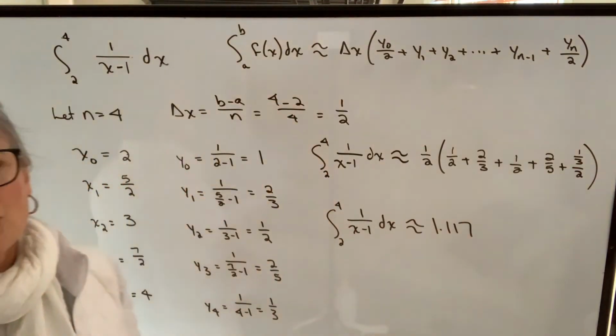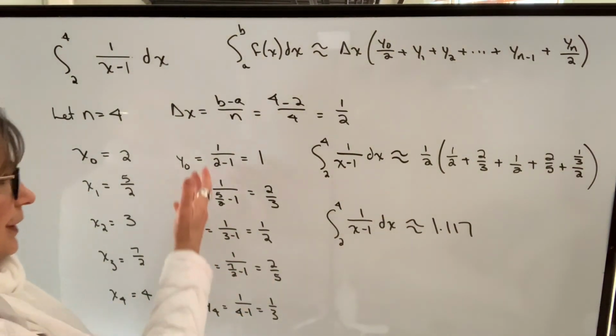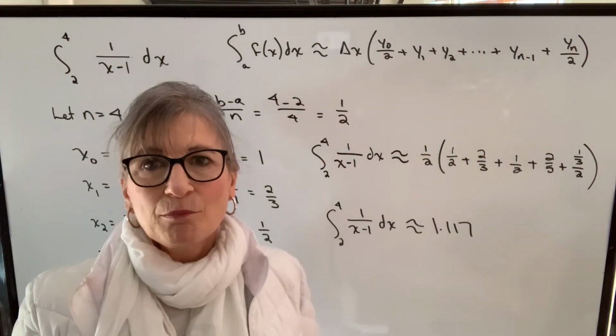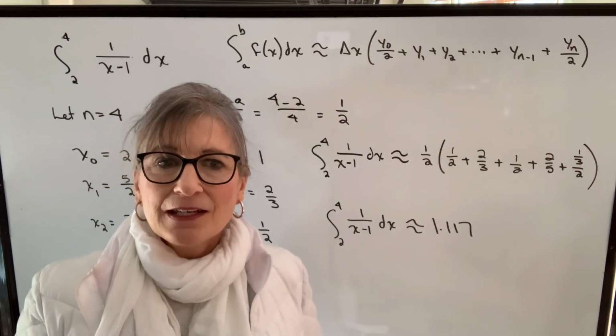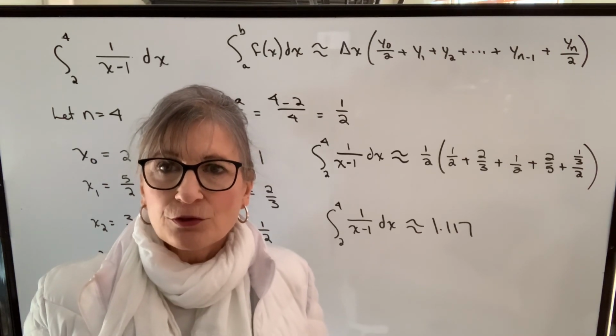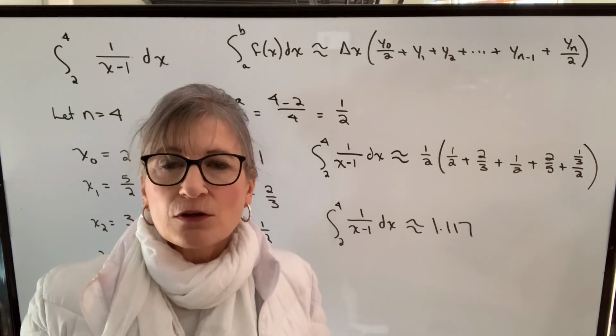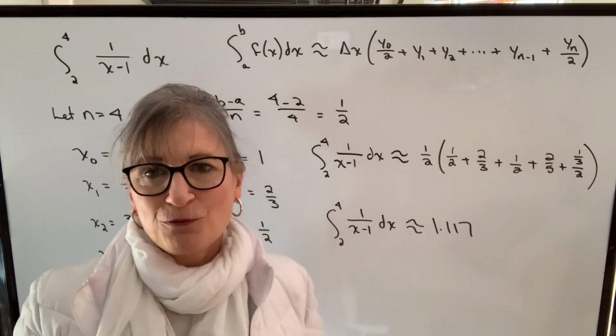That's how the trapezoidal rule works. Anytime you're doing a numerical method, you're going to have lots of number crunching, but luckily we have calculators to do that for us. There's another numerical method that's used to approximate definite integrals, and it's called Simpson's rule. So I'm going to cover that in the next video, but try some of these on your own first.